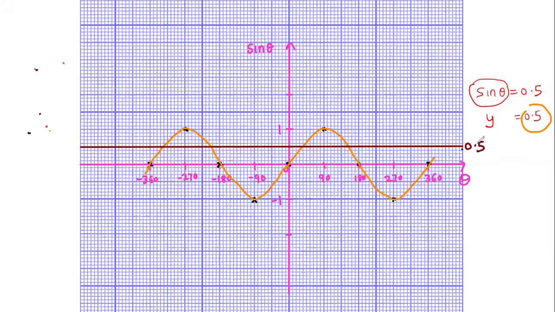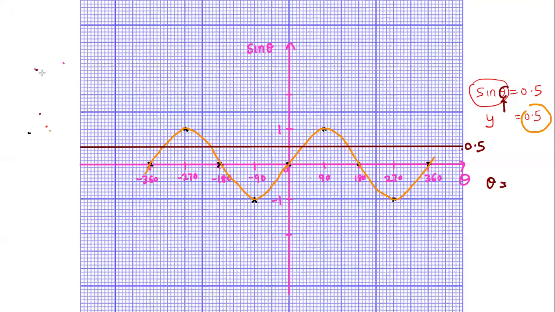Now in order for you to get the values of the angle, remember we are looking for the values of theta. Which value of theta, when you substitute here, gives 0.5? The horizontal line you have drawn, at whatever point it meets your curve, is the point you are going to read. Now, what are some of those points?